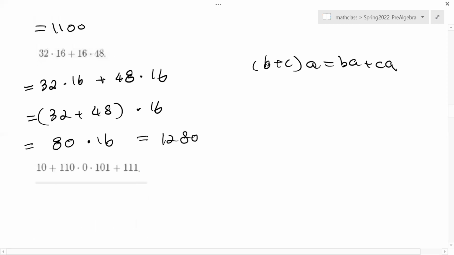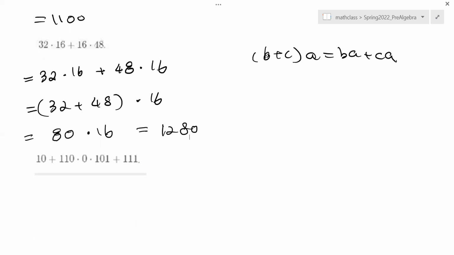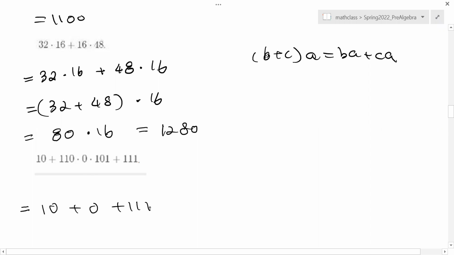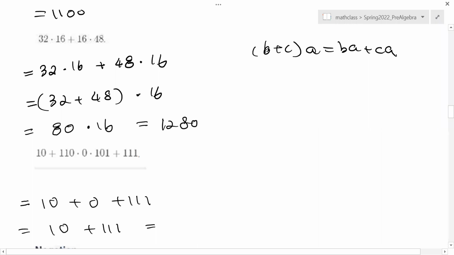So let's take a look at this one. Well, that's a trivial problem. Why? Because when you look at the term in the middle, any number times 0 is going to be 0. So there's a 0 in the middle. So it's just 10 plus 0 plus 111. But 0 added to 10 is still 10. So then that's going to be 121. 110 plus 111, it's going to be 121. All right, that's it.